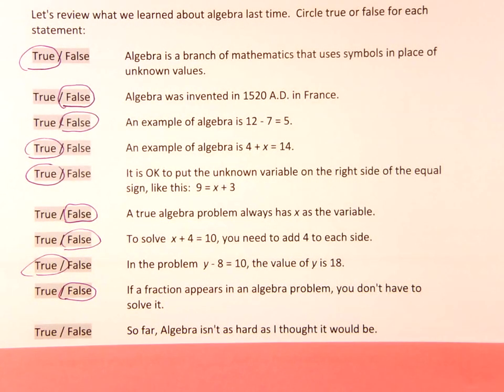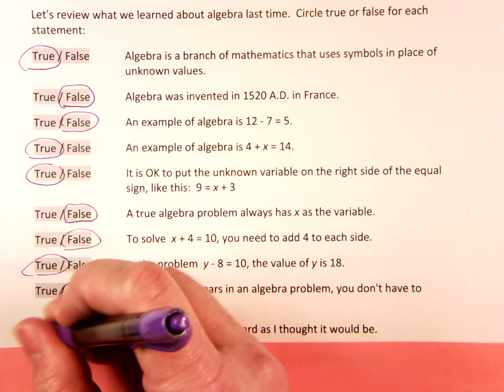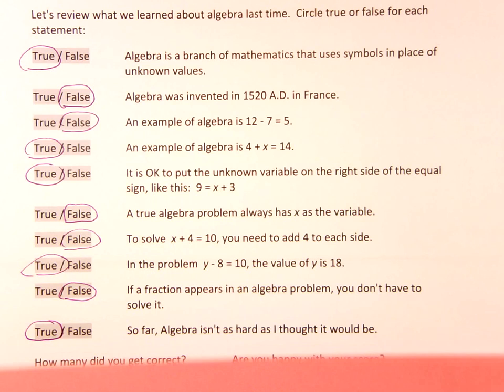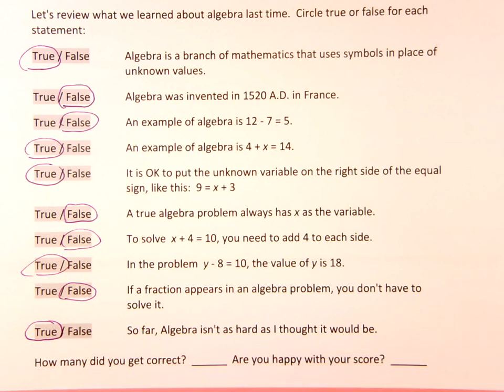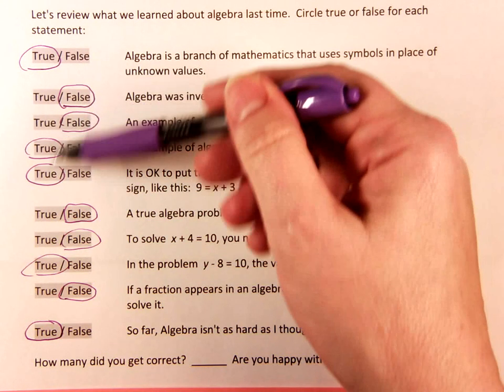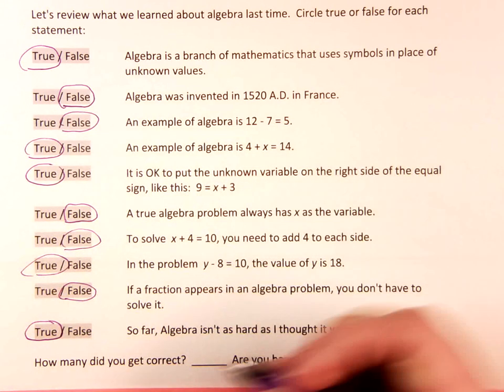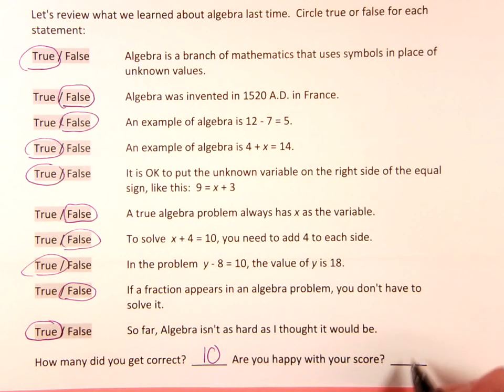So far, algebra isn't as hard as I thought it would be. All right, I heard one true. I'm going with that. Okay, so how many did you get correct? 1, 2, 3, 4, 5, 6, 7, 8, 9. There were 10. You only got one wrong? Good. So are you happy with your score? Give yourself a smiley face or a frown.